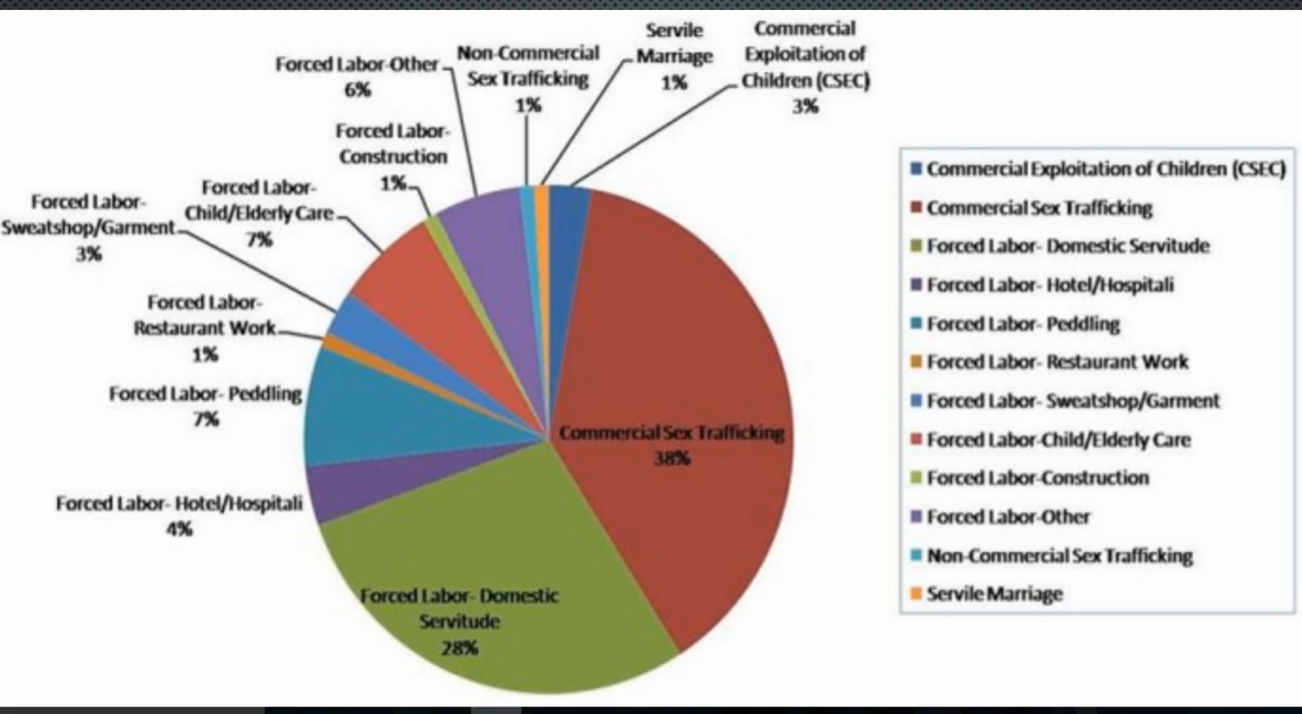Looking at human trafficking on a global scale, we can see that there are many different types or styles of human trafficking. While commercial sex trafficking is common, forced labor trafficking is actually much more common globally. And again, forced labor trafficking can have a variety of different flavors about it. Most commonly, it's domestic servitude, but it can include hotel and hospitality work, child and elderly care, or forced labor in construction.